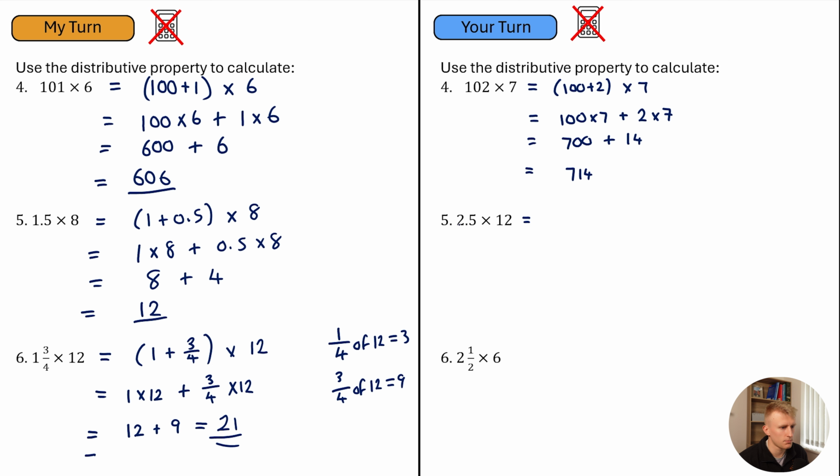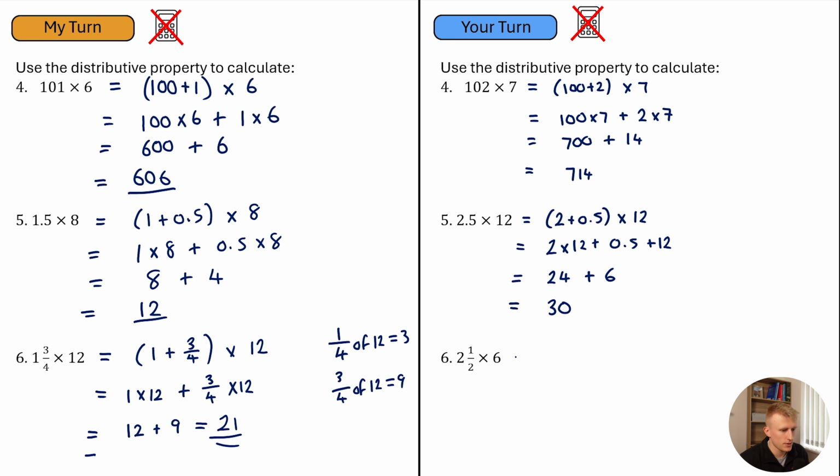Okay, let's look at the next example. So 2.5 multiplied by 12. Let's split 2.5 into 2, add 1/2, which I'm going to write as 0.5, and multiply that by 12. So I will do 2 lots of 12, and then I'm going to add on 1/2 of 12. 2 multiplied by 12 is 24, and 1/2 of 12 is 6. 24 add 6 is 30.